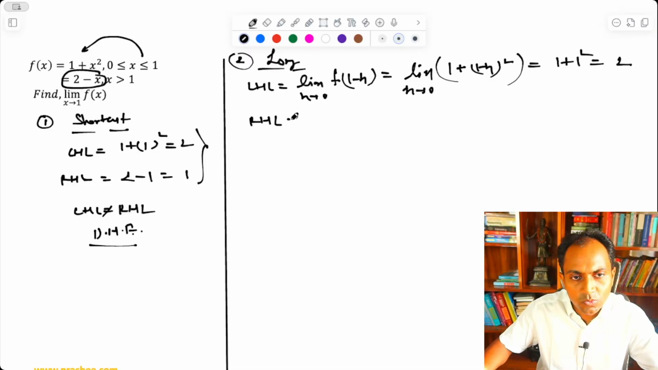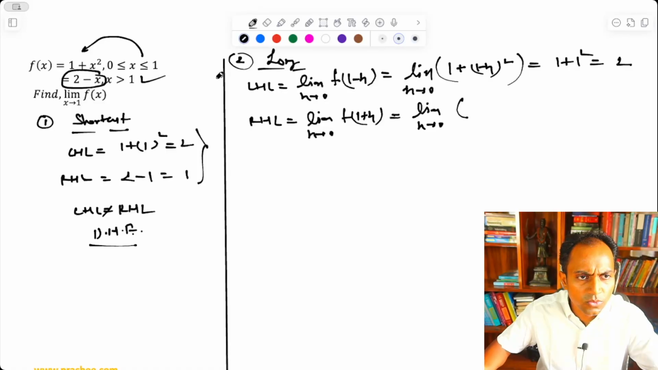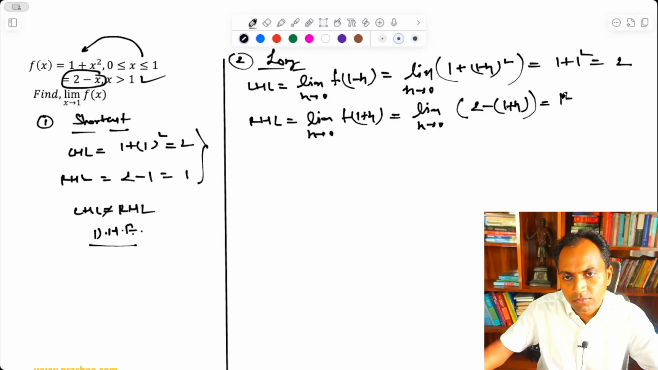Then we can go towards RHL and do the same thing. So limit h tends to 0, f of 1 plus h. Now since you are looking at values greater than 1, you will have to use the other part of the function. So 1 minus h, 1 plus h. Again I can do direct substitution, it becomes 2 minus 1. The answer comes out to be 1.